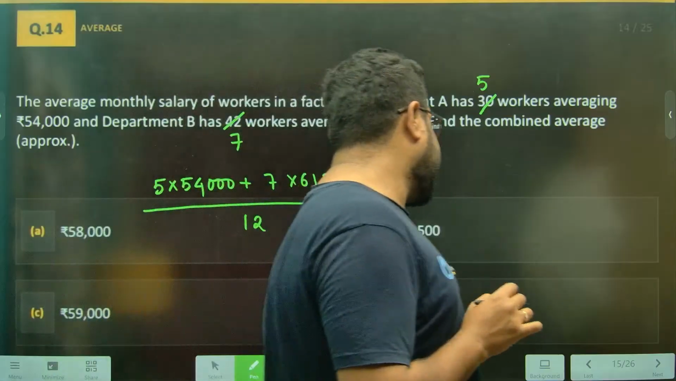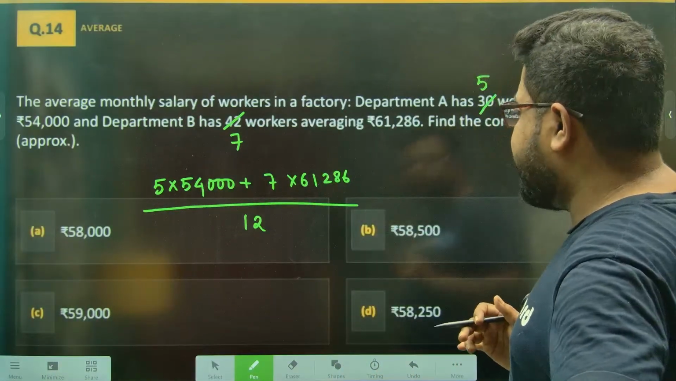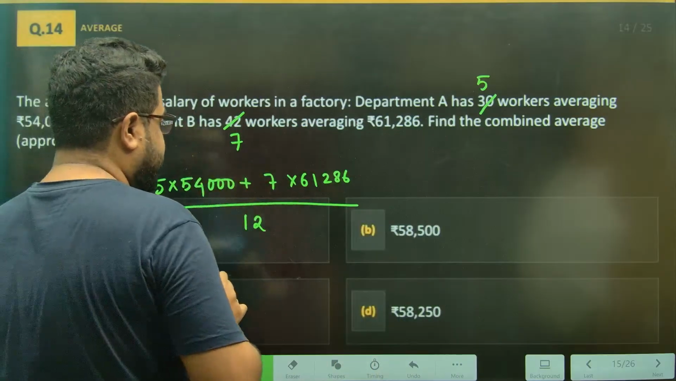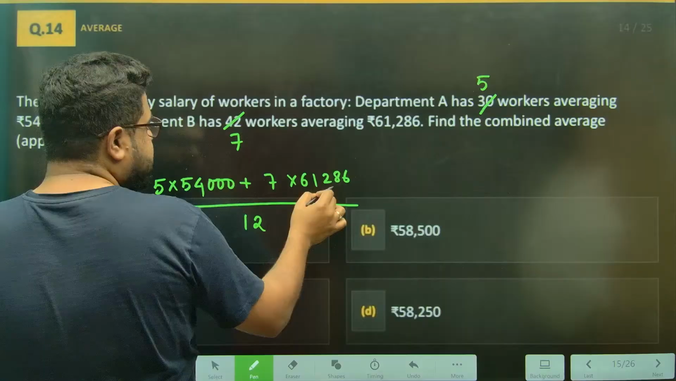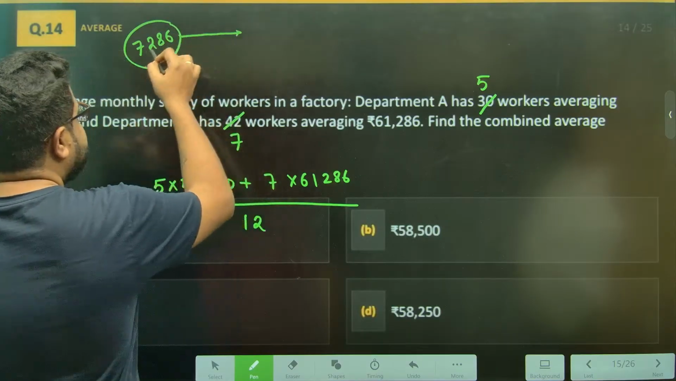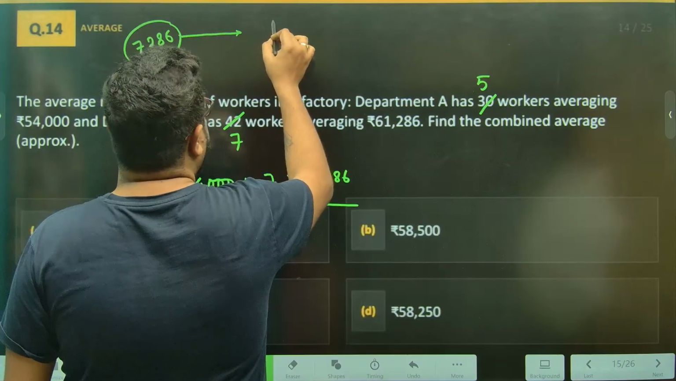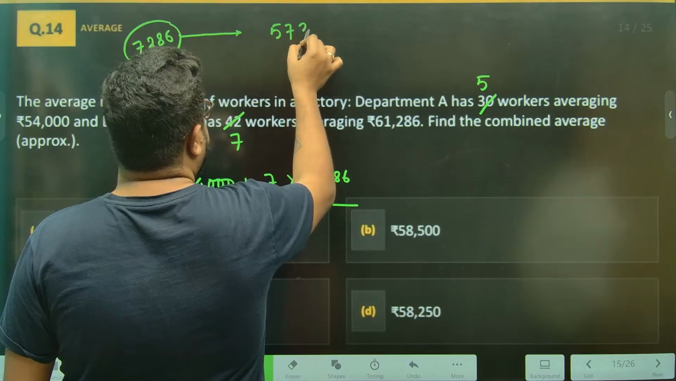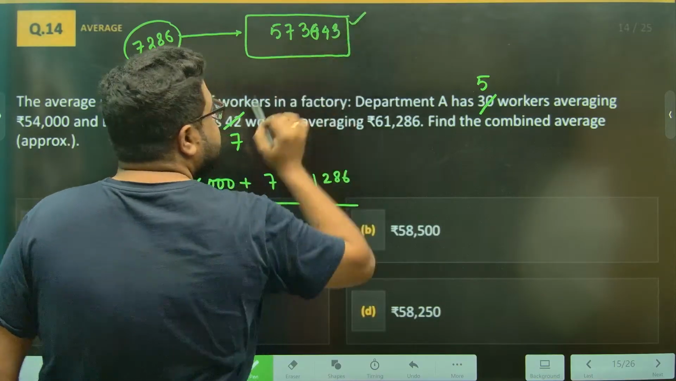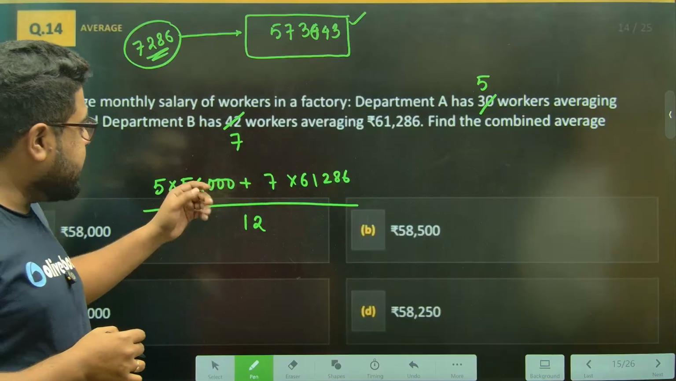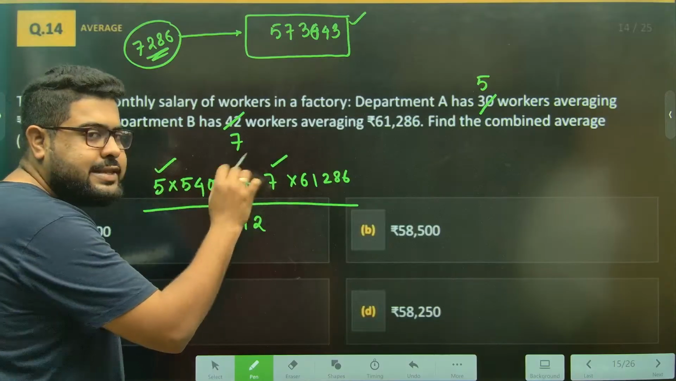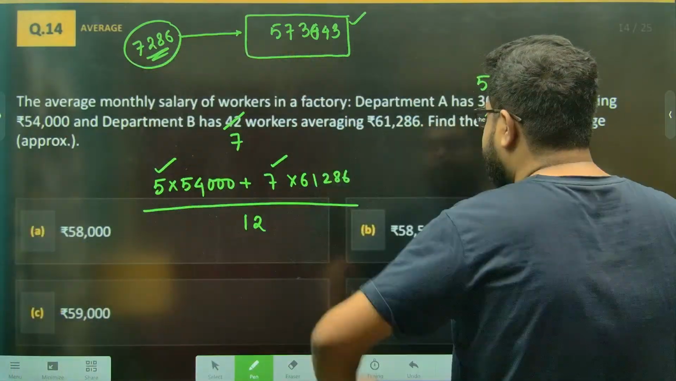Now just wait for a second. Sir, I'll use some idea. 54 and 61, meaning gap of 7, gap of 7,000. So the middle value will be plus half of this, meaning 57,500 approximately. This is your average if it was equal. But sir, it will be tilted slightly towards 61,000 because the weight is more here. 5 and 7, 7 is greater. So my answer will be slightly more than 57,000.